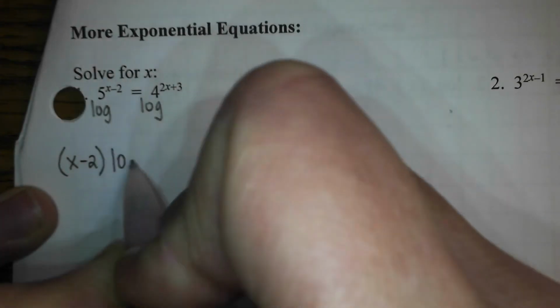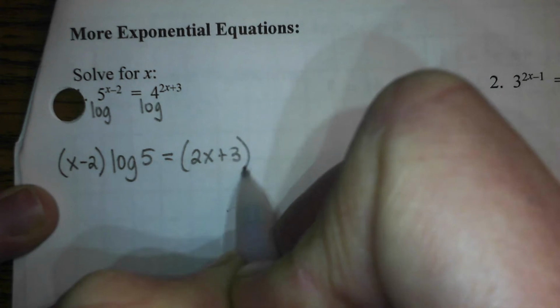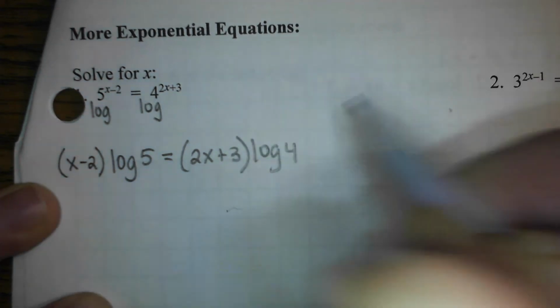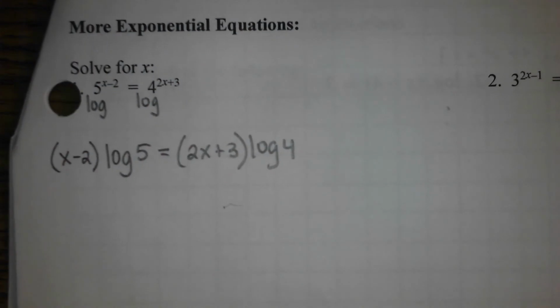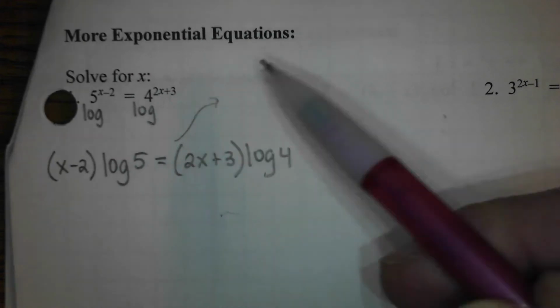(x minus 2) times the log of 5 equals (2x plus 3) times the log of 4. If you don't have them in parentheses, it's just going to look like they want 2 log 5, as opposed to the x also being multiplied by log 5. So this looks uglier than it is, because log of 5 is just a gross number.